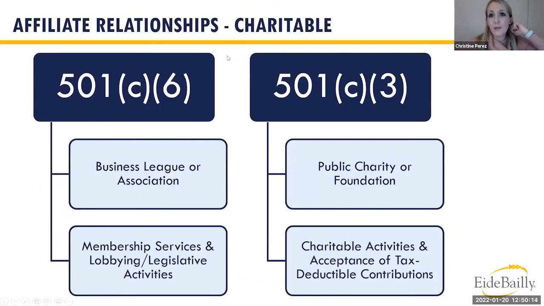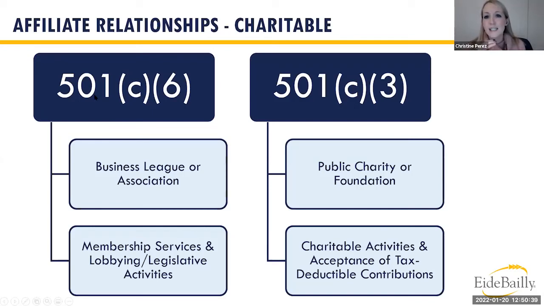So our first example here is an example of where we would set up this affiliate relationship. So we've got a 501c6, a business league or association. They're providing lobbying, they're providing legislative activities, everything that can be done under this exempt status type. So the issue here is, if you're a 501c6, you technically cannot receive tax deductible contributions under Section 170.